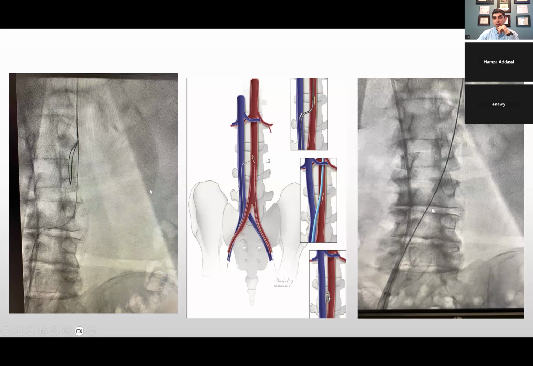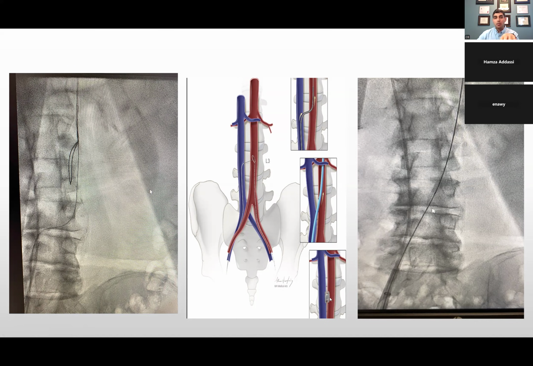Then you put in your equipment, you go to the valve, you deliver the valve, and then on the way out, you put a plug. And that's called a transcaval approach. And again, there was a problem that had arisen, and people had to come up with a solution for this. And this is thinking way outside the box.